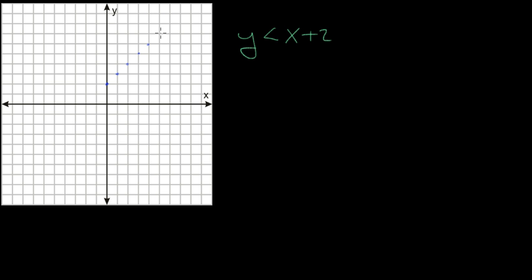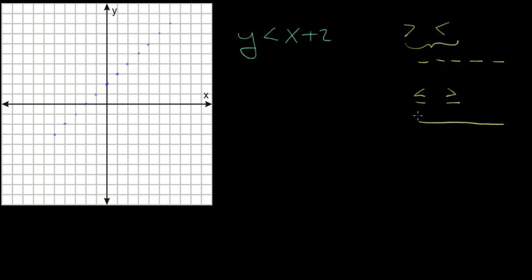You say, well, why don't I just graph the line and worry about the rest of it later? Well, because we don't even know whether to draw a solid or a dashed line. Greater than or less than gives me a dashed line. Greater than or equal to or less than or equal to gives me a solid line.